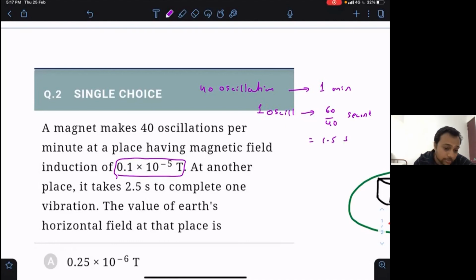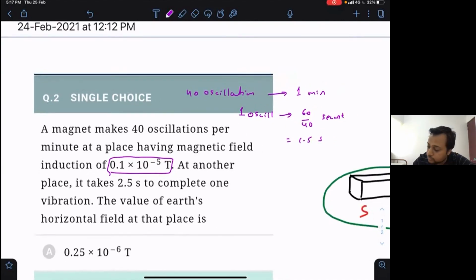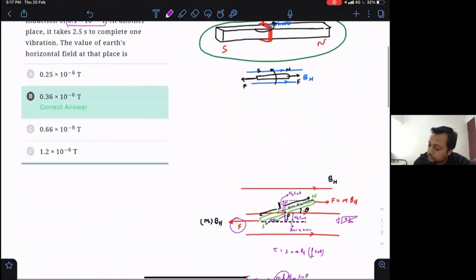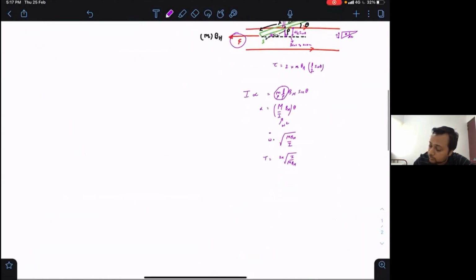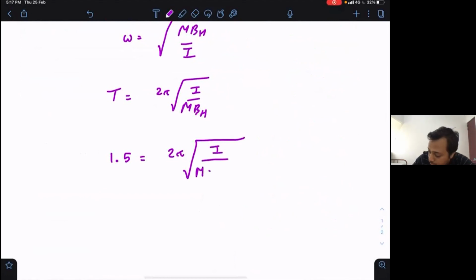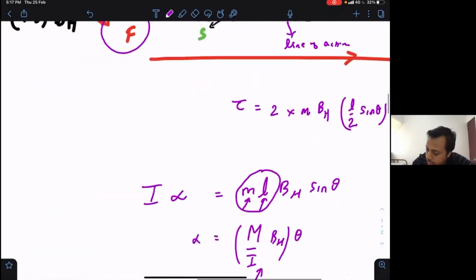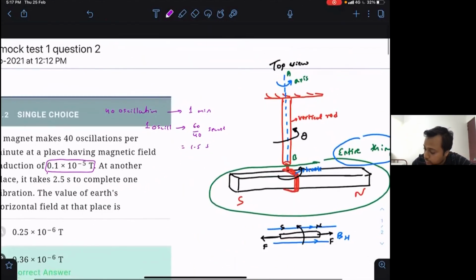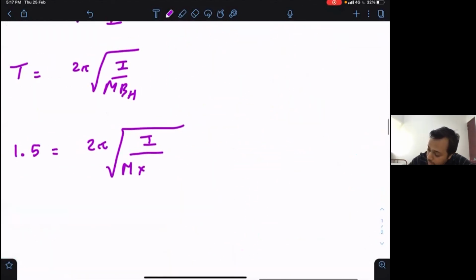Now the new time period is 2.5 seconds, so we have to find out the new value of the magnetic field. Now that we know this time period formula, we can say that previously the time period was 1.5 in the old place. And the magnetic field in the old place was 0.… how much was it, I forgot. Let me just check once again. Yeah, 0.1 into 10 to the power minus 5.